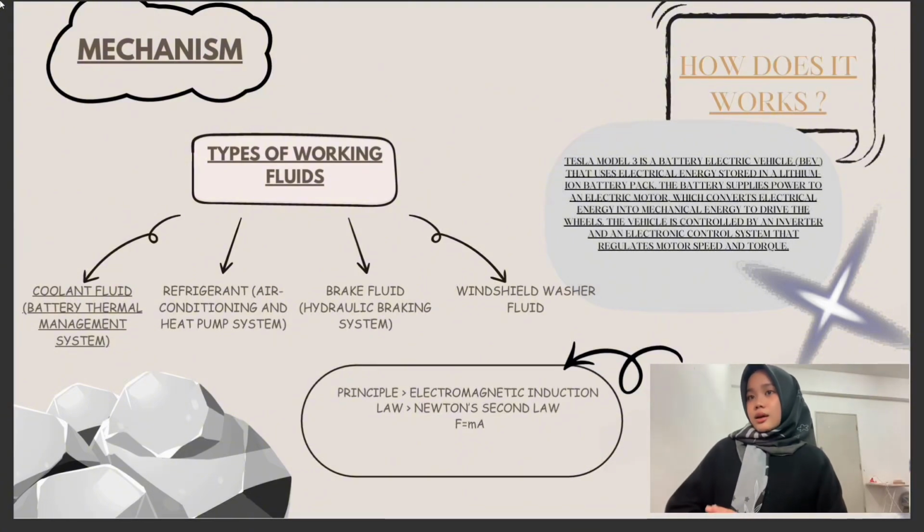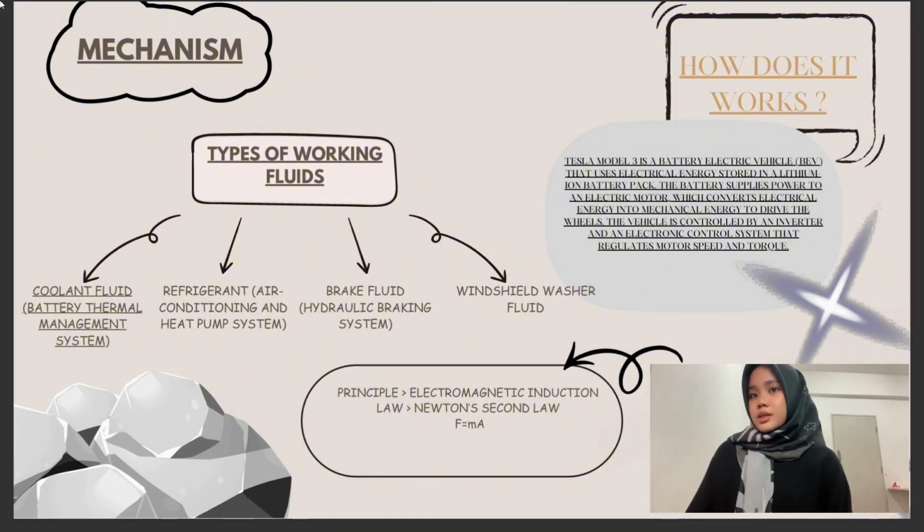Next, we will discuss the working fluids used in the Tesla Model 3. Although it does not use fuel as a working fluid, it still requires several fluids, such as coolant fluid for battery temperature control, refrigerant for the air conditioning and heat pump system, brake fluid for the hydraulic braking system, and windshield washer fluid. Now, let's discuss the principles and laws involved.